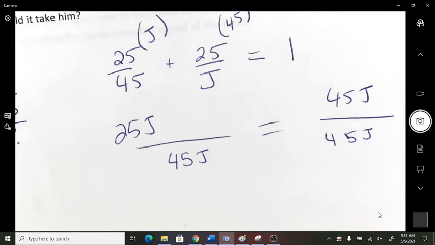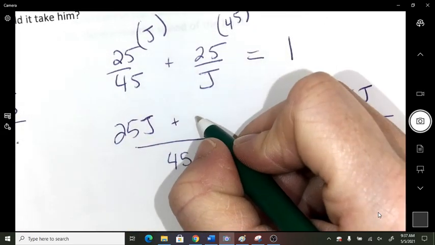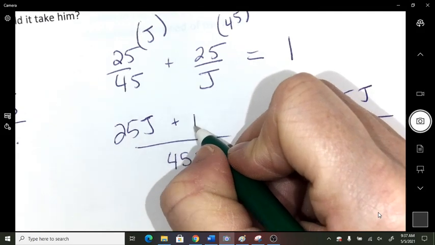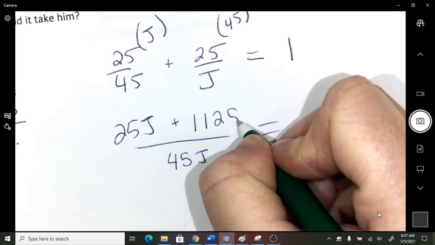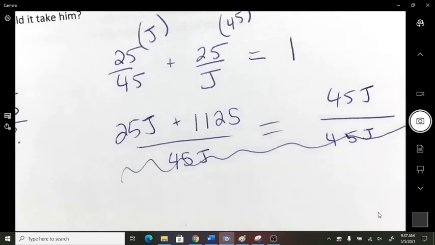Does anybody have this big number here? 1,000? 125. Okay, common denominator drop.